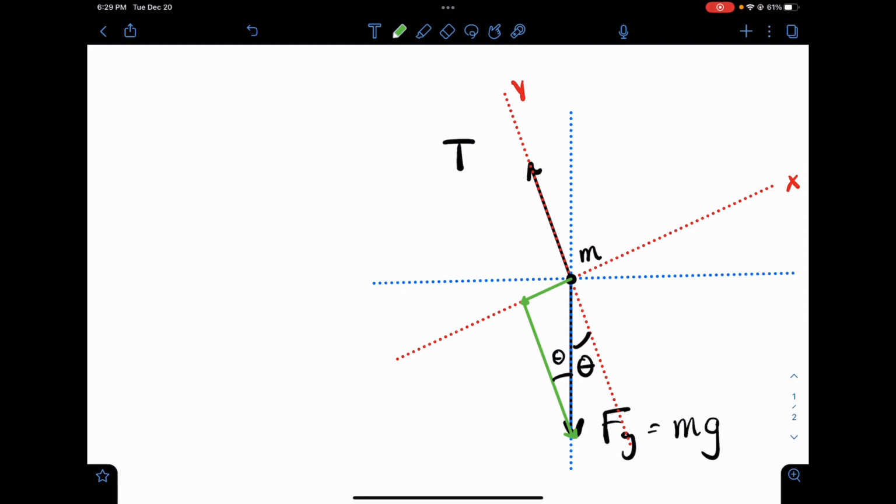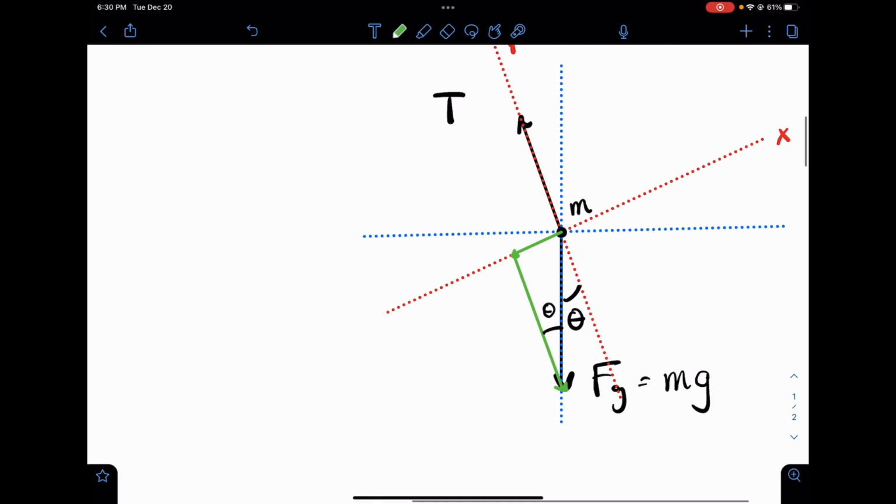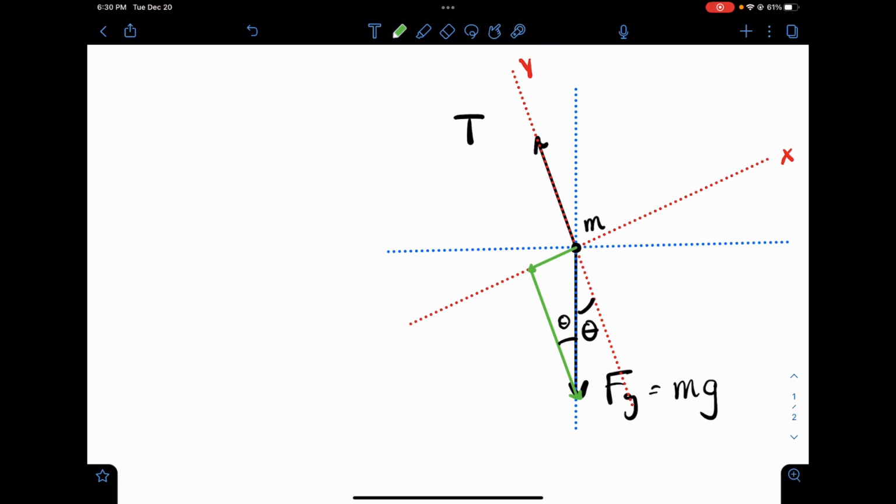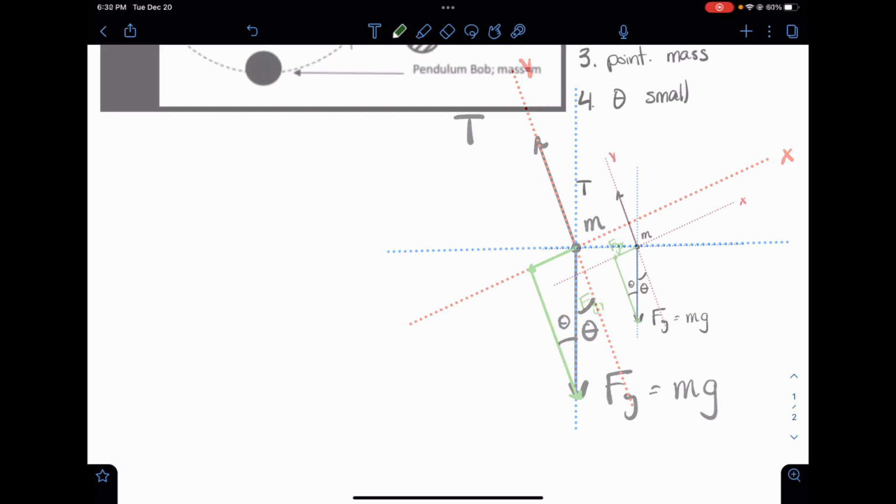We have tension, which is always pulling towards the fixed point of our pendulum, and then the force due to gravity, which is always pointing directly downwards. So we can break up gravity into its two components, as I've done here, to match the same coordinate system that I'm putting tension on, this red XY coordinate system.